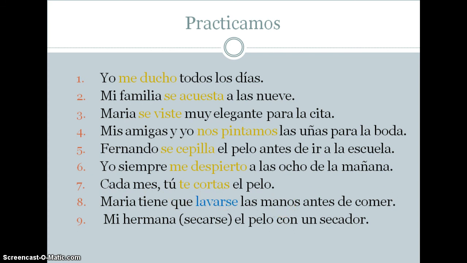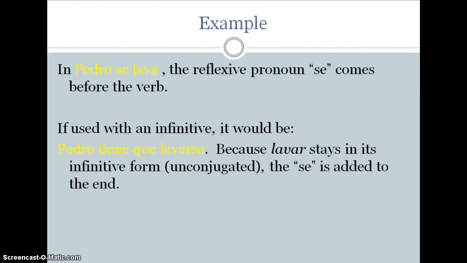And mi hermana se seca el pelo con un secador. And Pedro se lava, the reflexive pronoun se comes before the verb. If used with an infinitive, it would be Pedro tiene que lavarse. We already talked about that a little bit, but I just want to re-emphasize that.